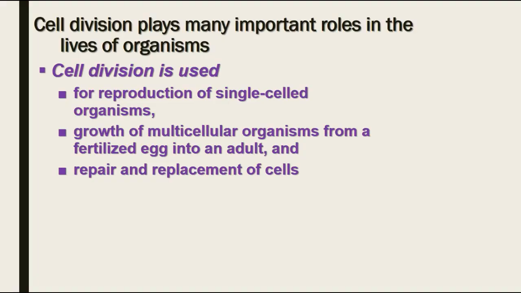Cell division is important for all living things. It's used for lots of different things. First of all, single-celled organisms use cell division just to reproduce. And then, of course, as a multicellular organism grows from that first fertilized egg into an adult, it takes lots and lots of cell divisions to make that entire organism. Remember, you started off as one cell, and you now have several trillion cells, and so it takes lots of cell divisions to make that happen.